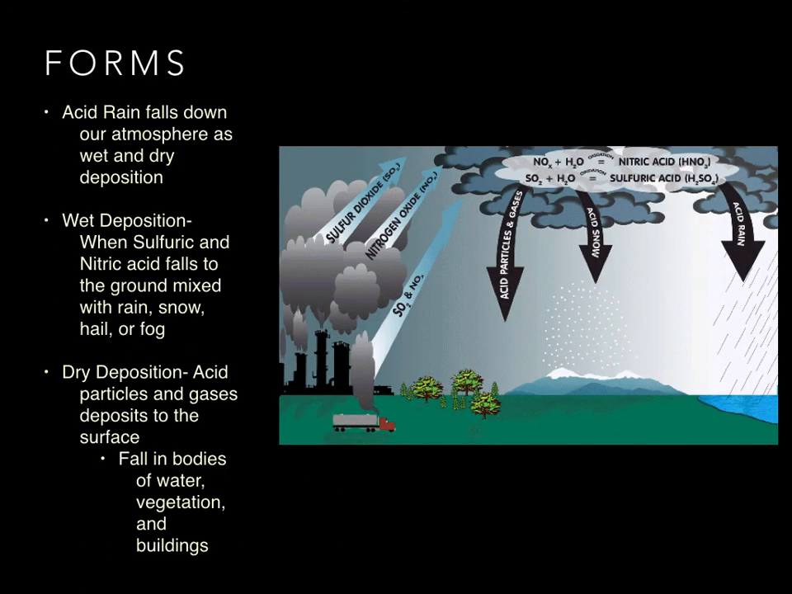Forms: acid rain falls down from our atmosphere as wet and dry deposition. Wet deposition is when sulfuric and nitric acid fall to the ground mixed with rain, snow, hail, or fog. Dry deposition is when acid particles and gases deposit to the surface, fall in bodies of water, and land on vegetation and buildings. As you can see in the photo, there are three ways acid rain falls back down to earth: either rain, snow, or particles and gases.